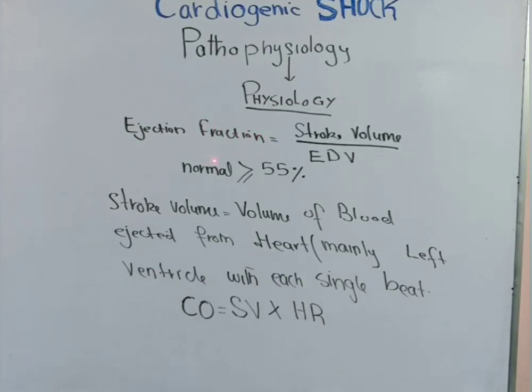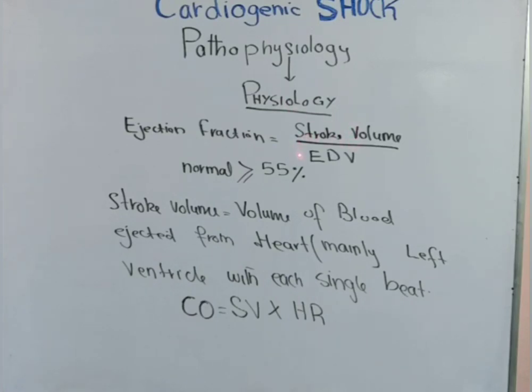Now, what is ejection fraction? This is the fraction of the blood which had already come into the left ventricle, and that fraction is thrown to the rest of the body. It shows the power of the left ventricle, or the power of the heart, or the ability of the heart to throw the blood which was sent to it from the body through the venous system.